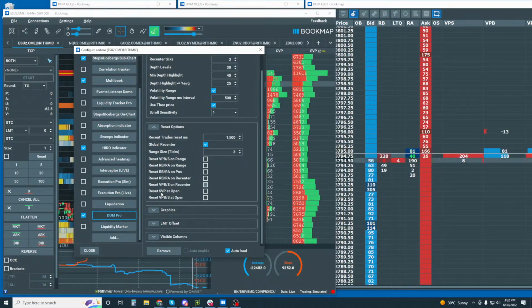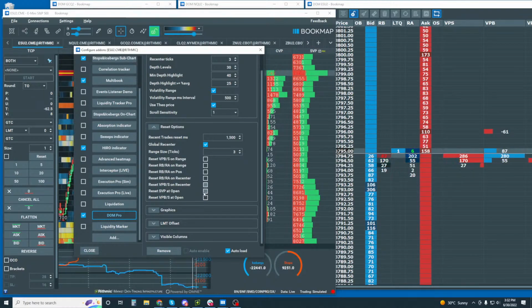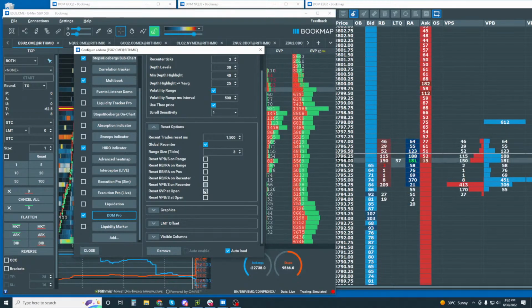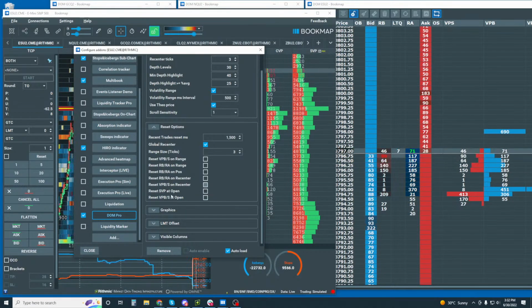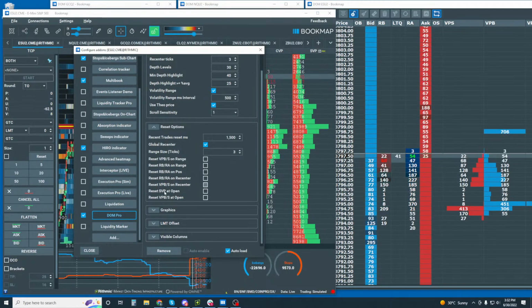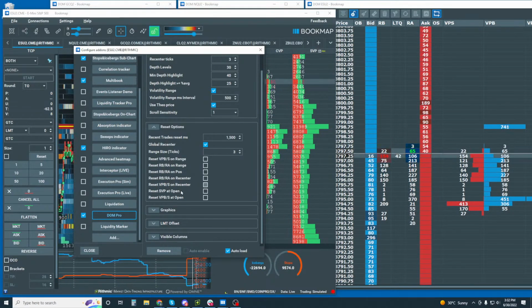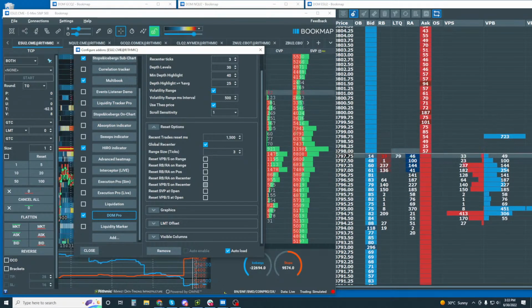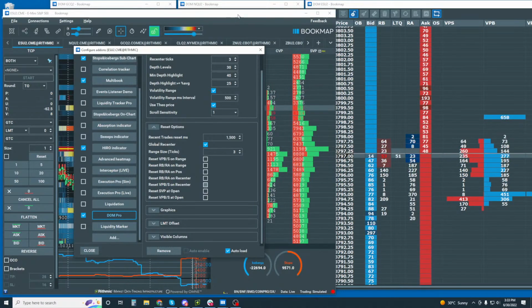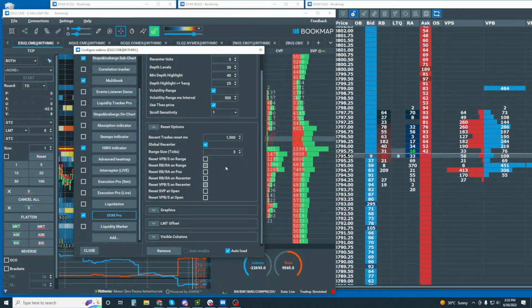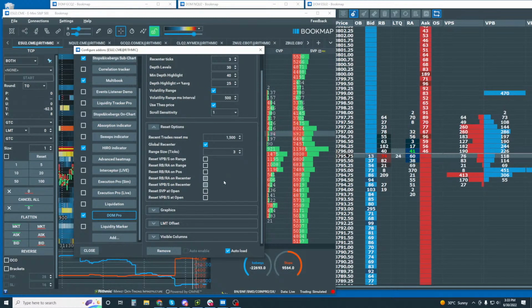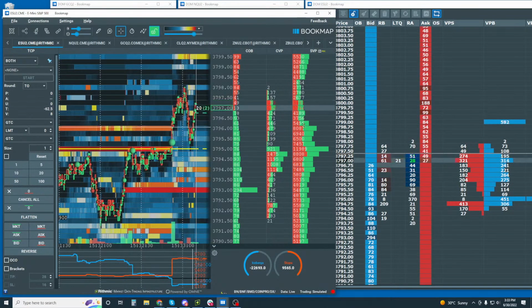This is resetting the session volume profile at the open. Okay, so you'll need to set the open. How do you do that? That's going to be the reset in the column in Bookmap. Is that correct? Yeah, I think Maxim, the programmer, had done an update to that to reset on the session open based on what Bookmap's resets are set to.